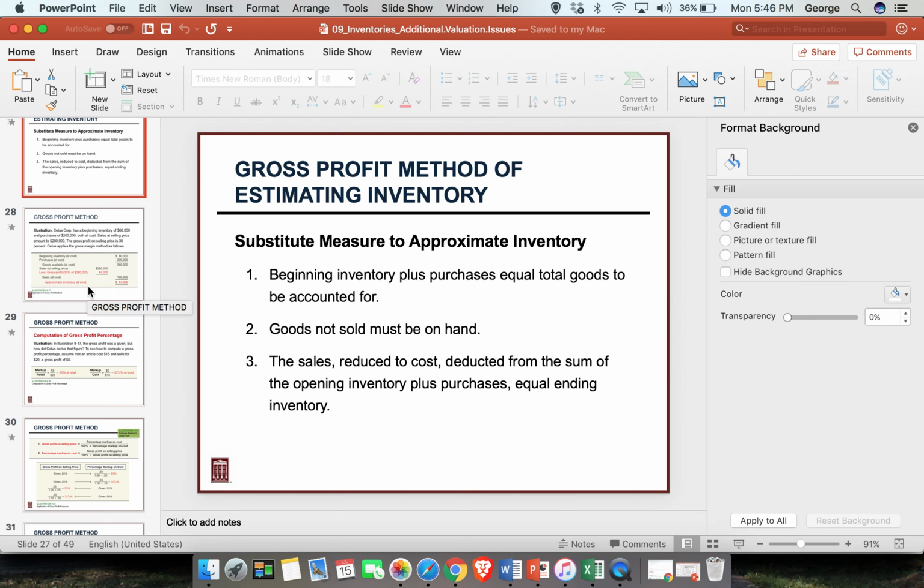All right, substitute measures to approximate inventory. So we're going to talk about some of those. The first one will be the gross profit method, and the second one will be the retail method. So beginning inventory plus purchases equals total goods available. Goods not sold must be on hand. So the sales reduced to a cost figure deducted from the sum of the opening inventory plus purchases equals the ending inventory. So here's an illustration.